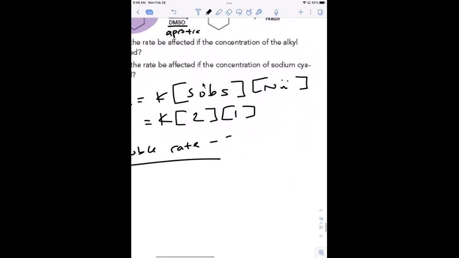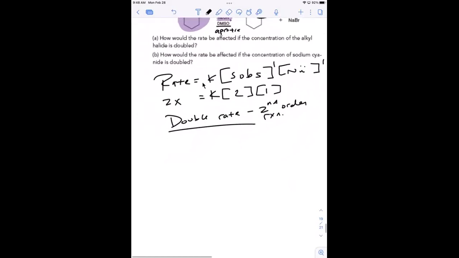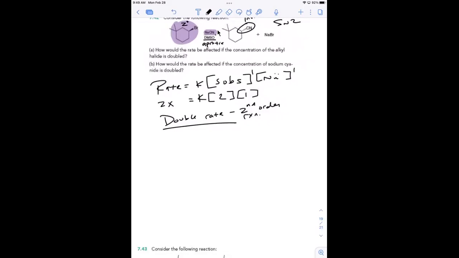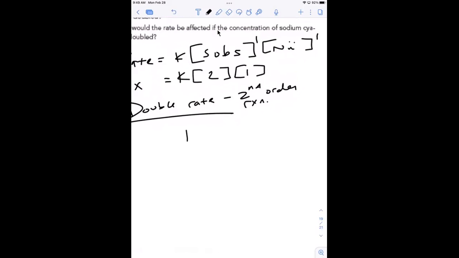This is a second order reaction. It's first order in nucleophile and first order in substrate, so second order overall. Anything you do to either one of those terms is going to alter the rate. So if you double one and leave the other constant, it's going to double the rate. What about B? How would the rate be affected if the concentration of sodium cyanide is doubled? It's going to double also. So this is 2, and the rate should double here as well.